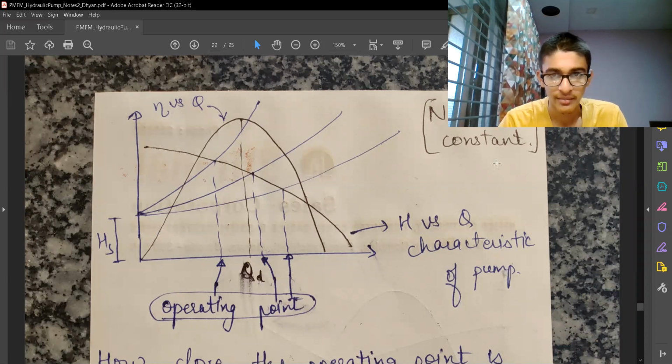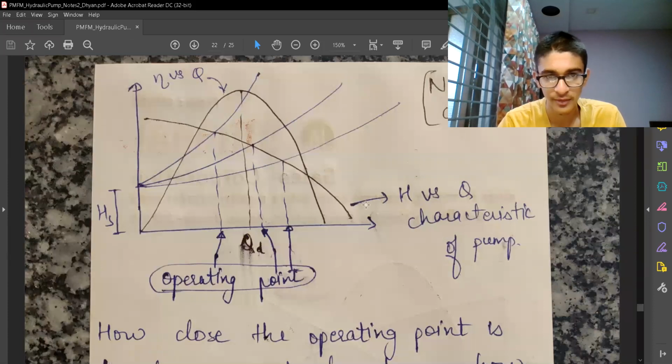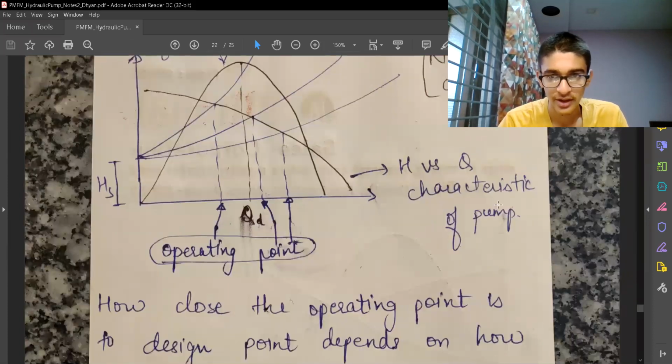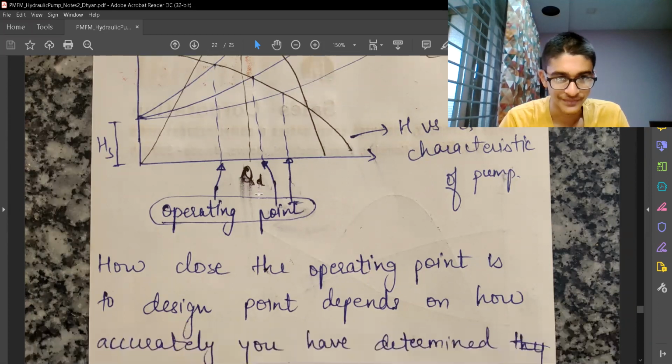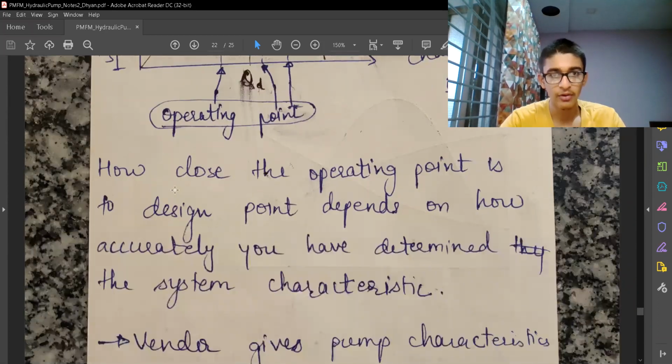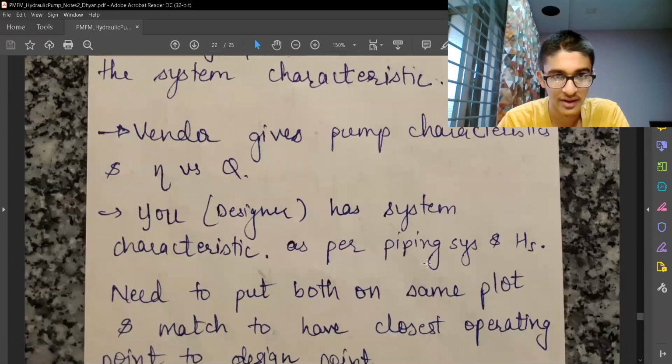But you must remember N and D, that is the speed and the diameter, are remaining constant for the efficiency versus Q and the H versus Q characteristic of the pump. They are constant. So only we are changing the system. So now the operating points have changed. So how close the operating point is to the design point depends on how accurately we have determined our system characteristics.